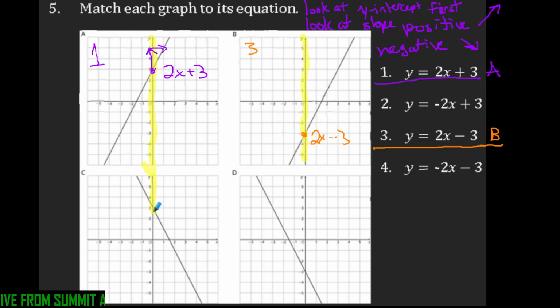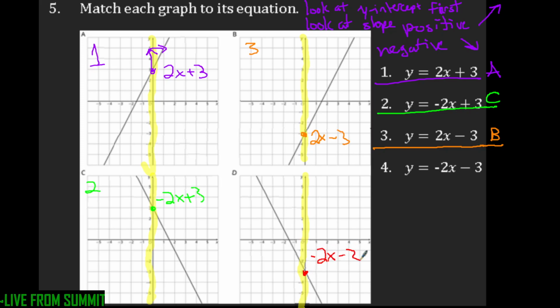For choice C, just looking at a negative slope, what's our y-intercept? Well, our y-intercept is the point +3, so I should have my equation as -2x plus 3, which is going to be number 2. So this is going to be C. And last but certainly not least, still the same setup. Highlight your y-axis, find your starting point, where it hits the y-axis. So negative slope, -2x, and I have a negative y-intercept of -3. So that's going to be choice 4. So this one is going to be D, number 4.